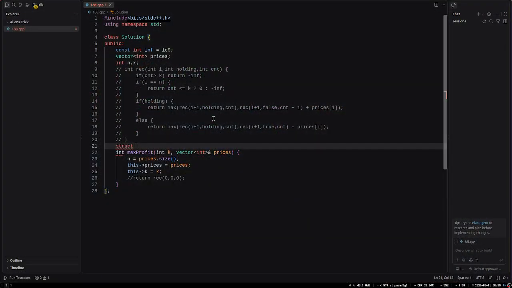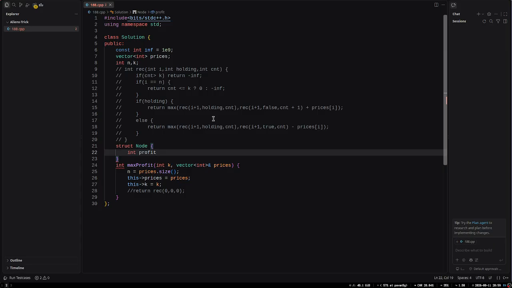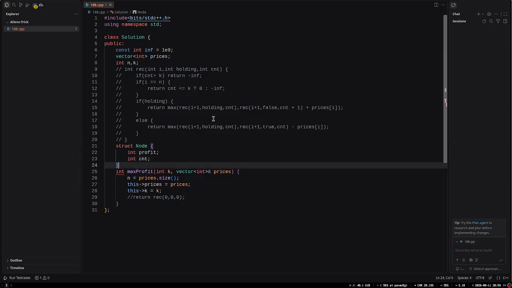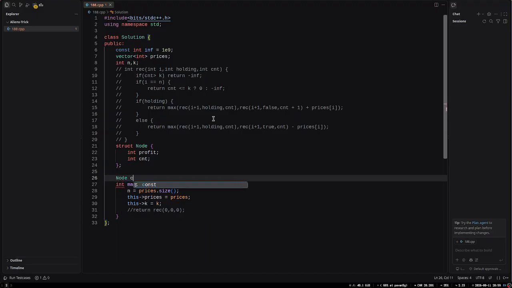So I would have to store int profit and int count. Okay, these are the two things which I have to store in the node, and I would have to write node recursion. Using this optimization, which dimension are we trying to eliminate? We are always trying to eliminate the count dimension. This optimization is mainly meant for eliminating the count dimension. So the remaining dimensions would remain as it is.